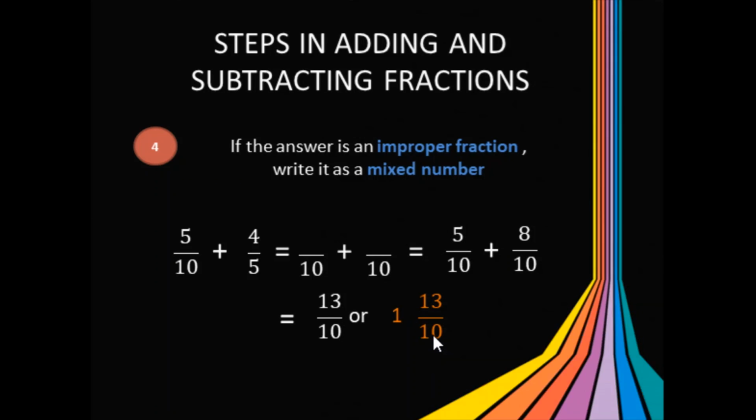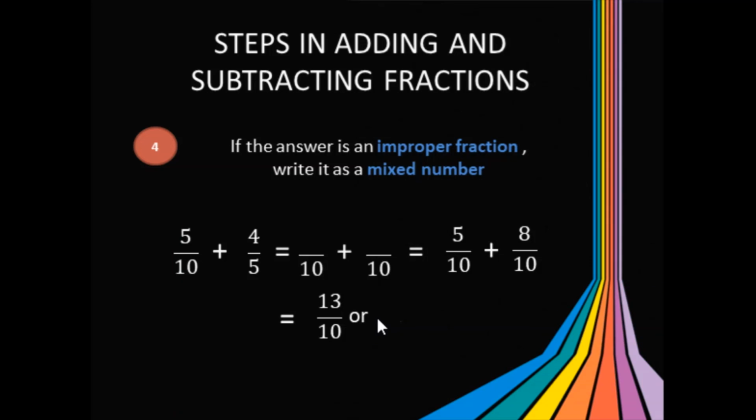Thus, we get 1 and 3 tenths. Okay? That's why we get 1 and 3 tenths. If we check it, it's 10 times 1, it's 10 plus 3, it's 13. So it's the same as 13 over 10.